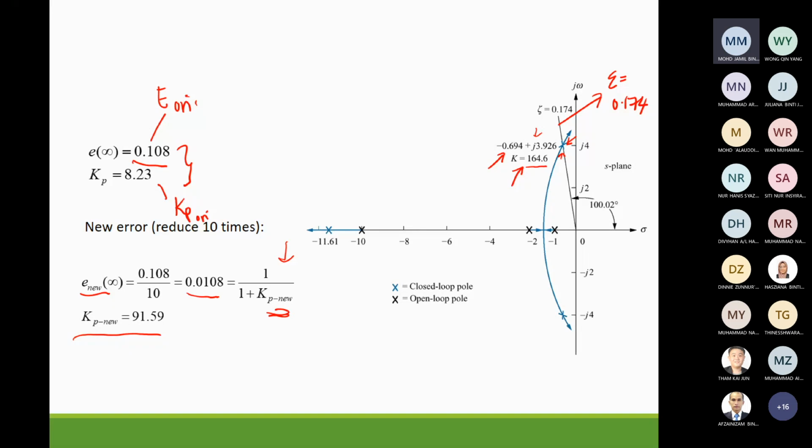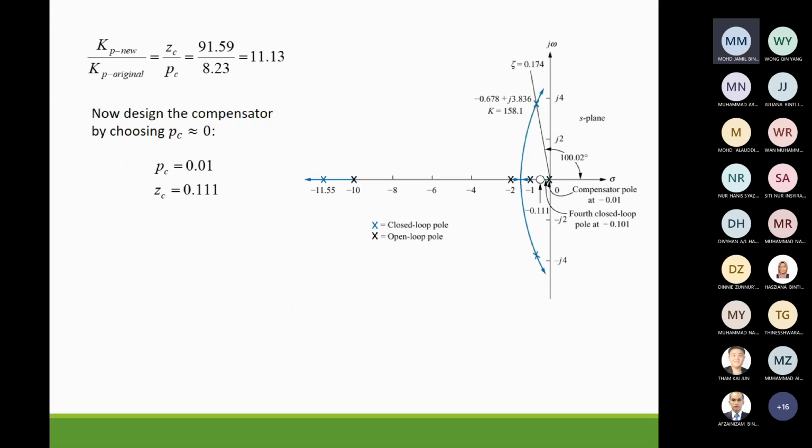Now we need to determine the values of Pc and Zc so that we can plot the new root locus. Using the formula E new equals Pc over Zc times E ori, or you can use the formula for Kp, it will produce the same answer. So the ratio of Zc over Pc will be 11.13. So you know that the ratio of Zc over Pc is 11.13.